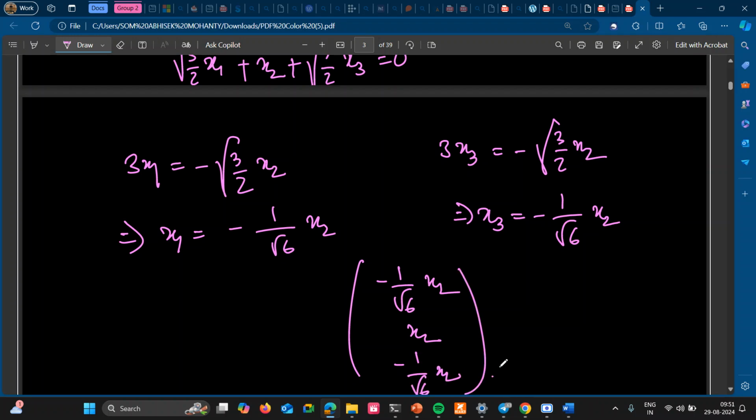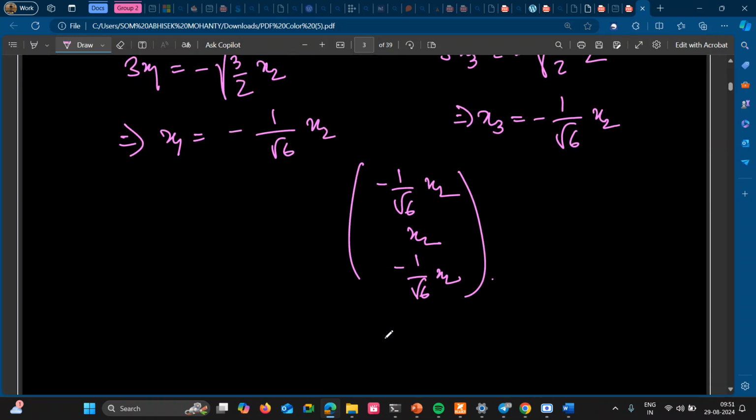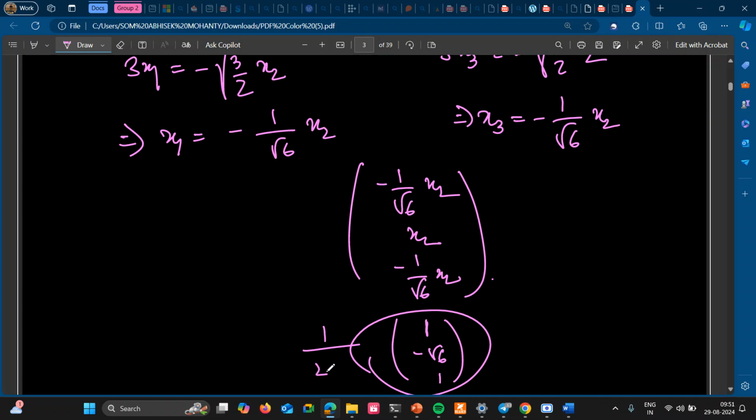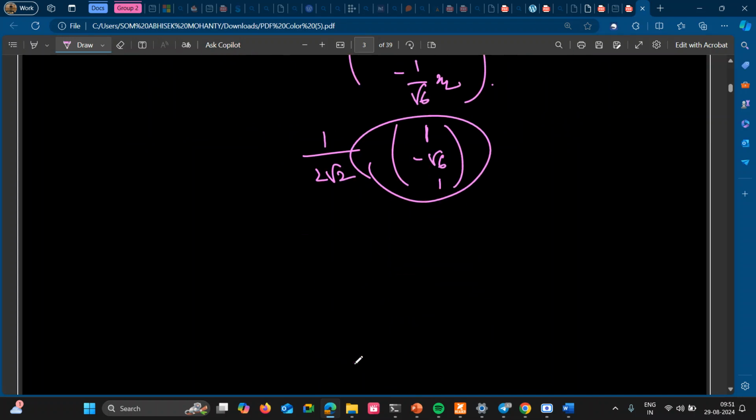If I multiply by minus root 6, what will I get? Exactly 1, minus root 6, 1. And this is 1 by 6 plus 2, so root 8, that is 2 root 2. So 1 by 2 root 2, 1, minus root 6, 1. I think this should be the answer, and it is written in transpose form. So 1 by 2 root 2, 1, minus root 6, 1.